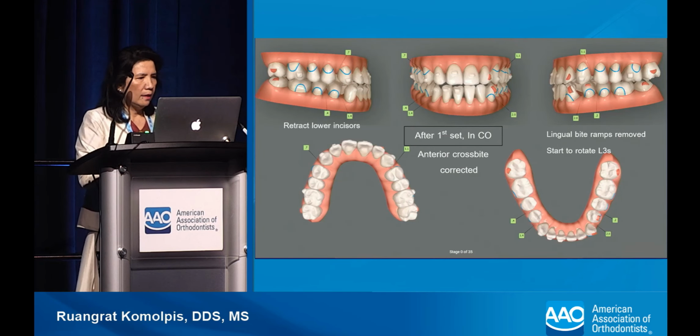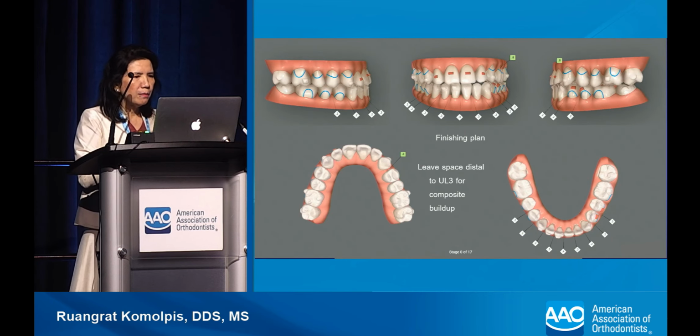So second set, this is in CO. Now he's out of crossbite. We retract lower incisors because he has this spacing in the lower arch. The lower lingual bite ramps are removed, and then we can start rotating the lower canines.